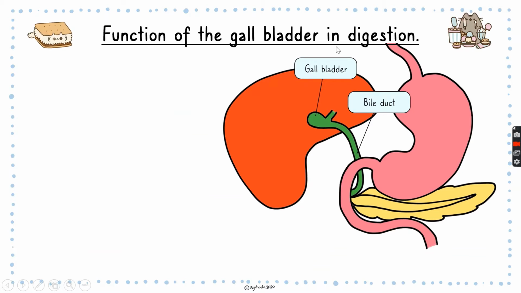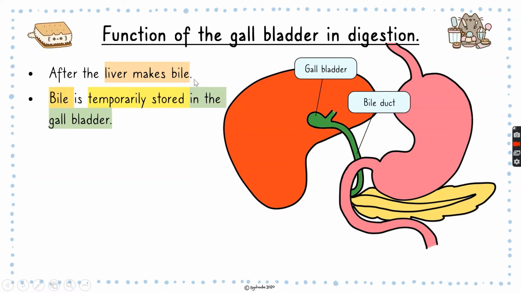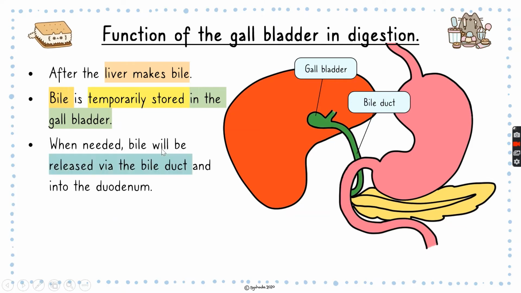The gallbladder comes next. After the liver makes the bile, it is temporarily stored in the gallbladder. It's kind of like a bag, and it helps to store that bile. You can see here that there's this long tube that is connected to the duodenum, and that is what we call the bile duct. When needed, bile will be released via the bile duct and then into the duodenum.